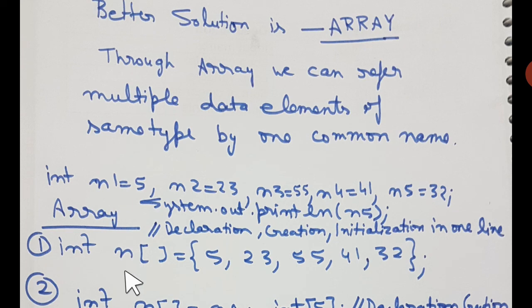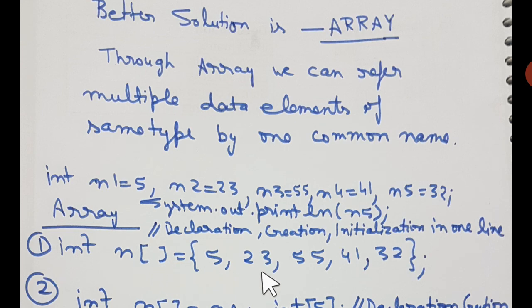So here students, what is the specialty of this statement? This is the declaration of the array, int n[], the equal sign is the creation of the array, and simultaneously we are initializing it. So if one integer takes 4 bytes and 5 elements are there, a total of 20 bytes have been allocated to this array n. Memory has been allocated according to the different data elements which are going to be given to this array.